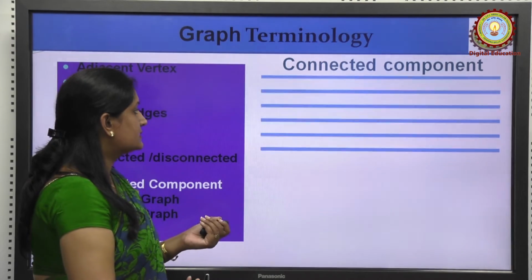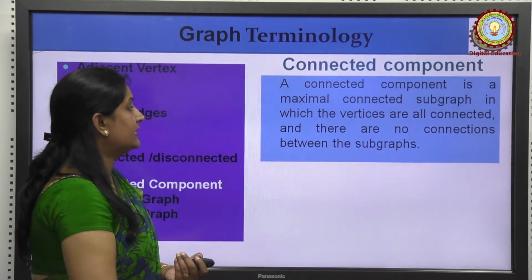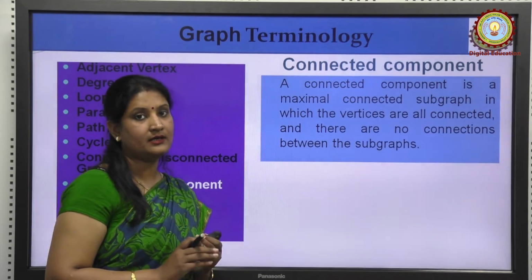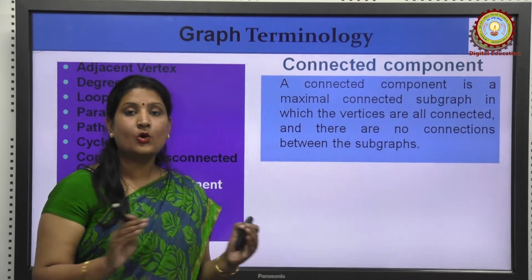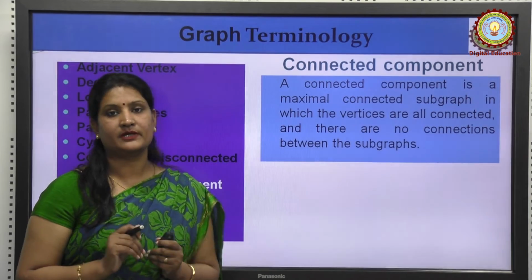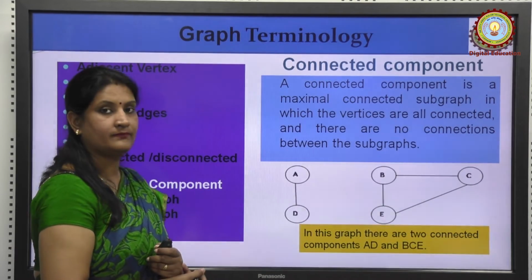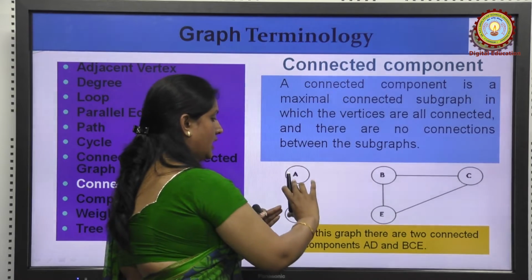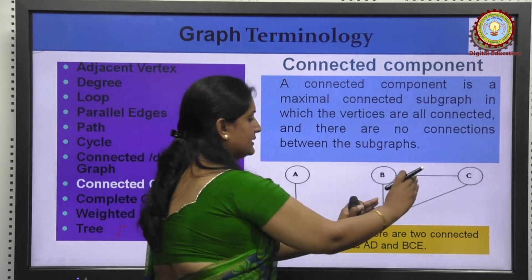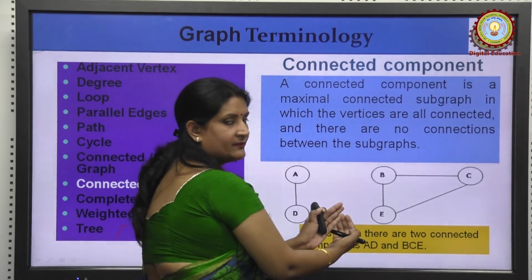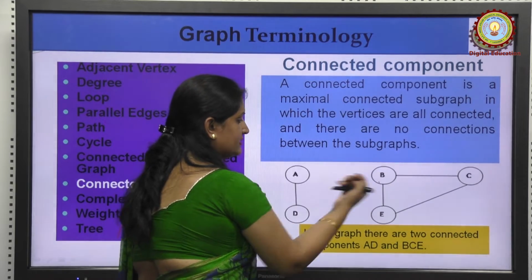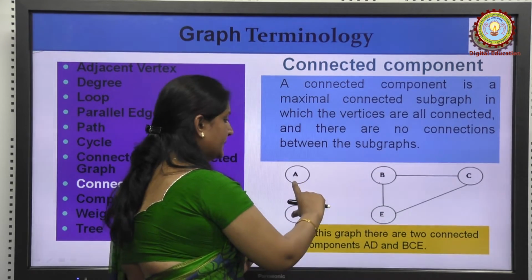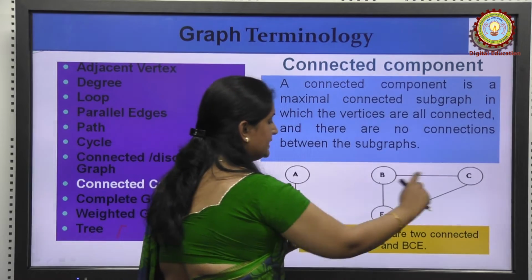Connected components. A connected component is a maximal connected subgraph in which vertices are connected, but there is no path between two subgraphs. These two graphs are connected. These are connected among themselves, but these groups are not connected to each other. You cannot visit this from A, and you cannot visit this from D. So there are two components: B, D, A, D and B, C, E.